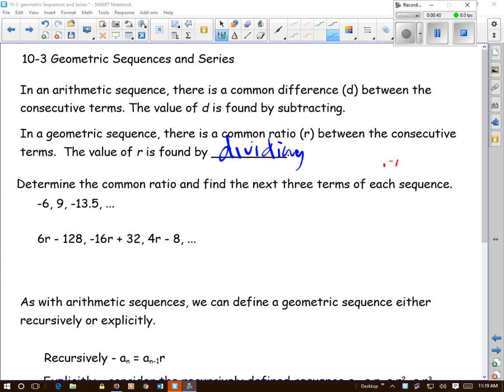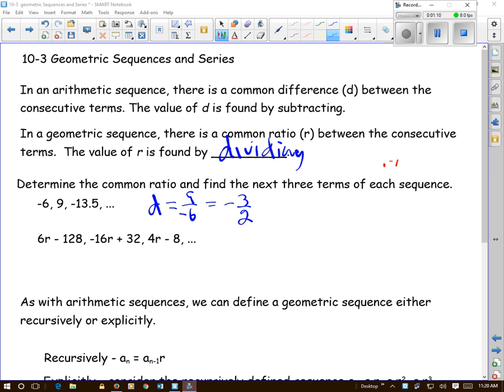So the common ratio in the first example here, we have -6, 9, -13.5. Now we should notice something about that common ratio right away. It's going to be what type of number? A negative, because it's alternating negative, positive. So we must be multiplying by a negative. So r here is just 9 over -6, or -3/2.